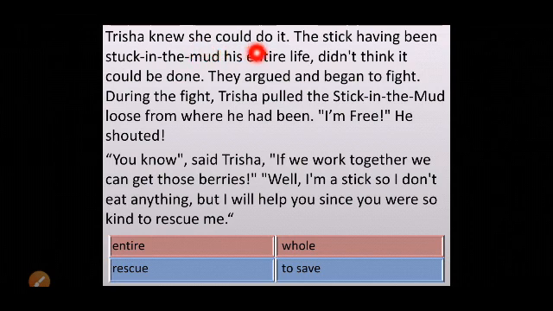Trisha knew she could do it. The stick, having been stuck in the mud his entire life, didn't think it could be done. Means they were having different opinions. Trisha was thinking, I can do it myself, and Stick was thinking, no, she cannot reach the berries herself, okay? They argued and began to fight. During the fight, Trisha pulled the stick in the mud loose from where he had been. I'm freed, he shouted. What happened? During the fight, Trisha pulled that stick and the stick got free.